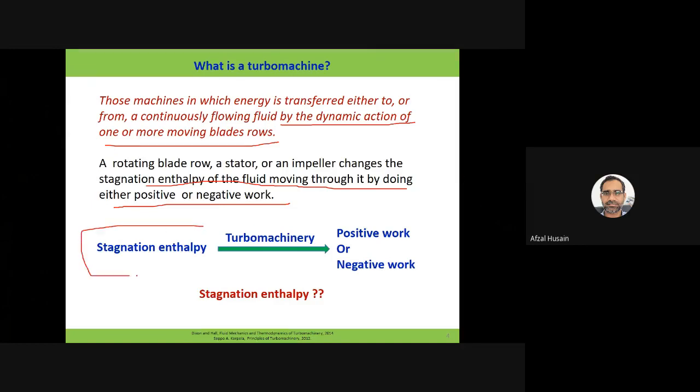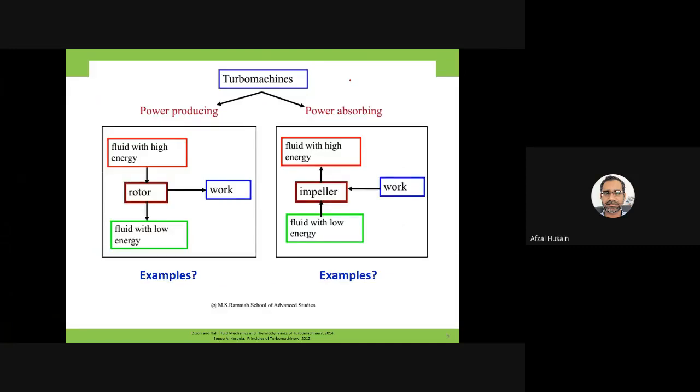So any fluid having the stagnation enthalpy has the kinetic part and the static enthalpy. When it enters into the turbo machine, two things can happen: either positive work or negative work. Either the fluid does work on the machine and the machine gives the work outside as output, or the fluid takes work from the machine, so the work is negative. The machine is doing work on the fluid. Two things can happen, right? So turbo machines can mainly be categorized into two broad categories: power producing machines and power absorbing machines.